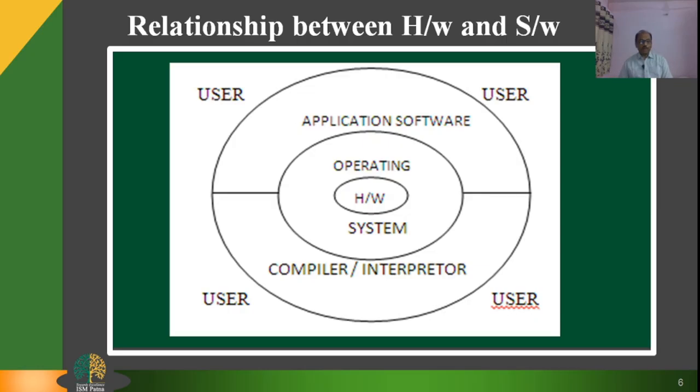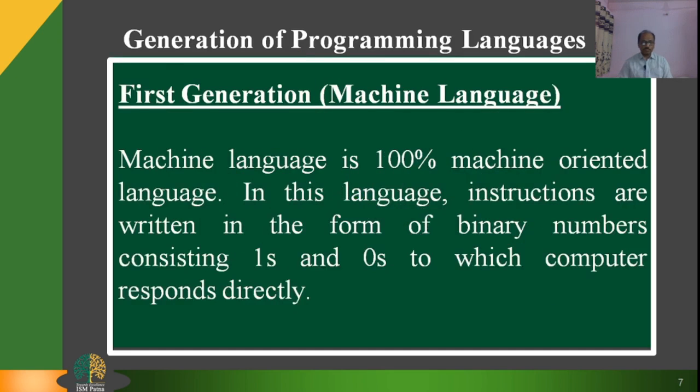See the relation between hardware and software. Now, the programming languages, nowadays we are using high level programming languages, but it starts from the machine language. In first generation, the machine language, which was 100% machine oriented, instructions were written in the form of binary numbers consisting of ones and zeros, which computer responds to directly.